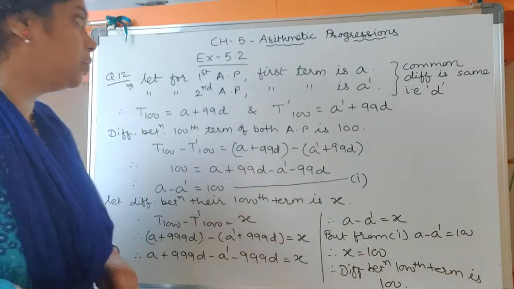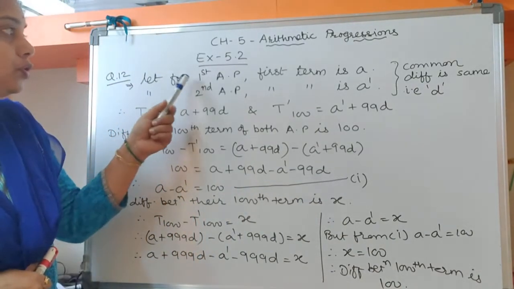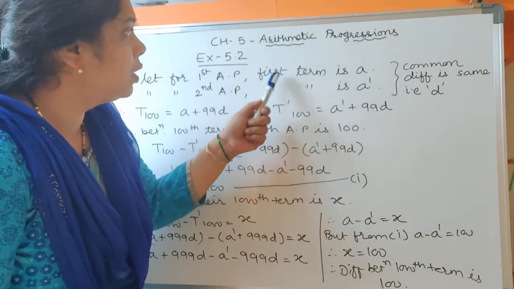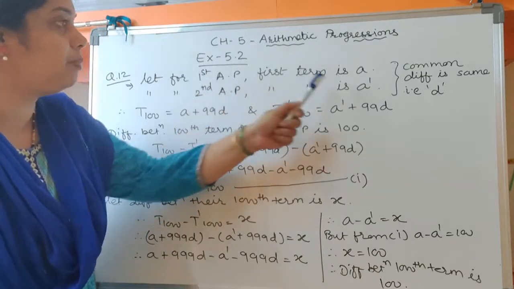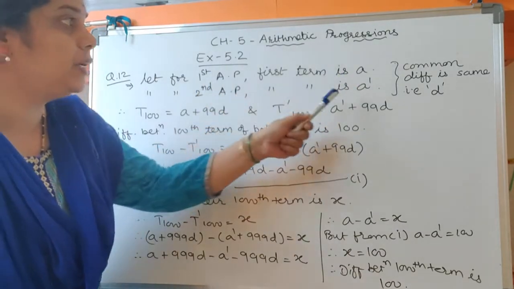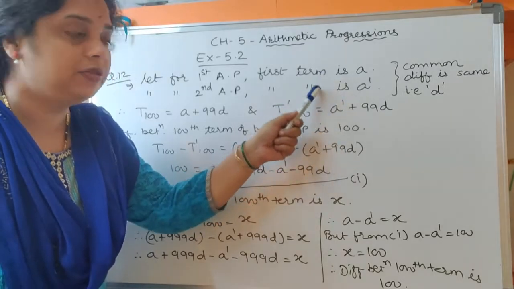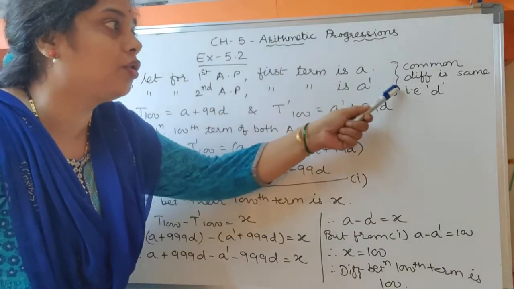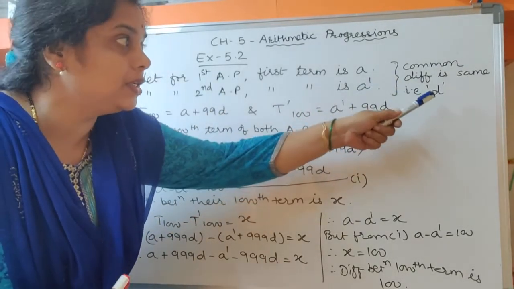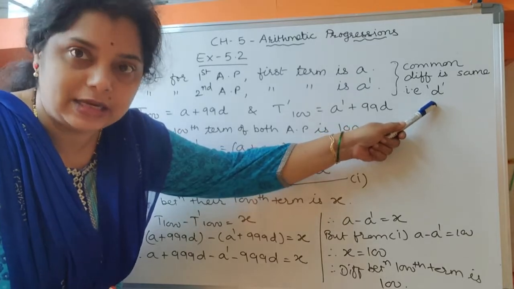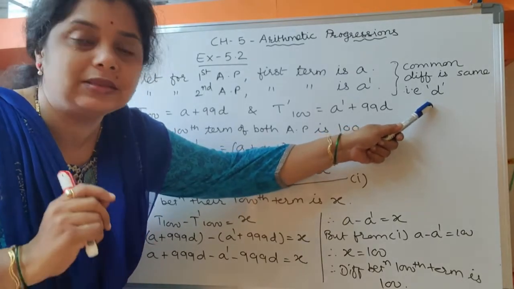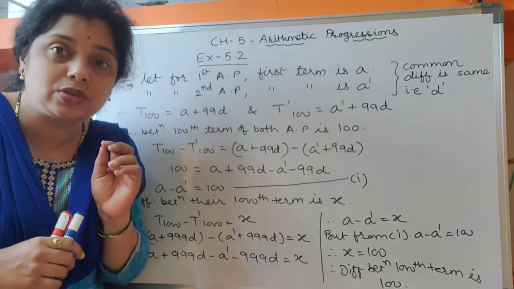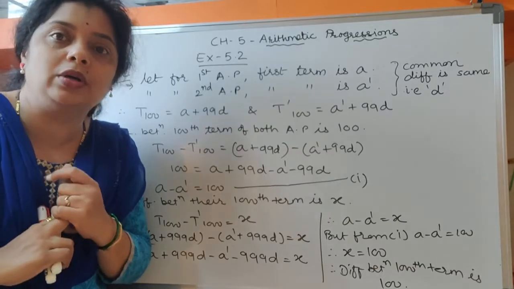So let's see how to solve this type of example. So first of all, two APs. We have to symbolize first term. For the first AP it is A, and for second AP it is A dash, to show the difference between the first AP and the second AP. And it is given that the common difference is same. It means we can't take D and D dash here. Please keep this in your mind, that whatever question is there, you have to read it once or at least twice to get the idea about the question.